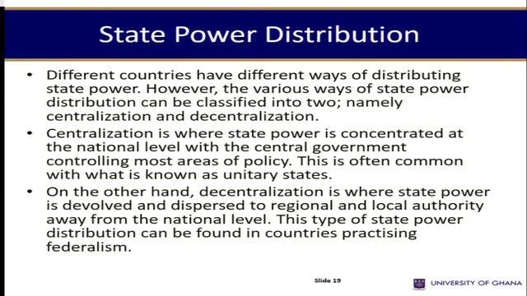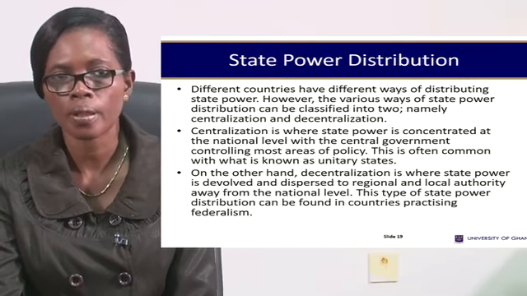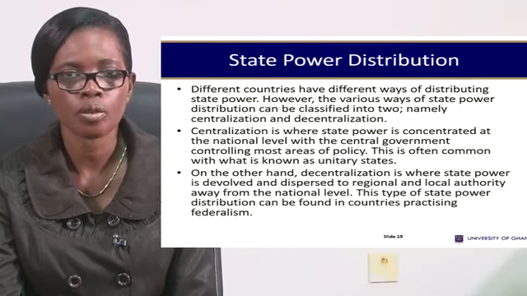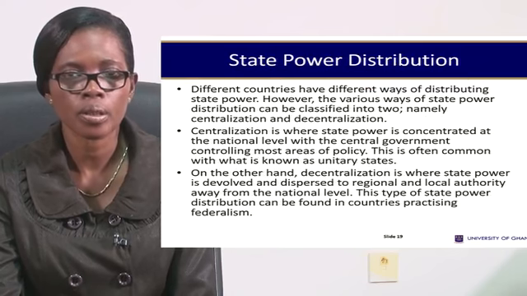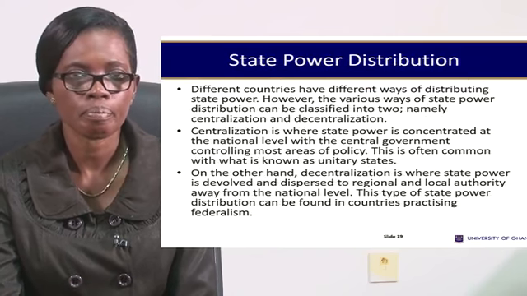Centralization is where state power is concentrated at the national level, with the central government controlling most areas of policy. This is often common with what is known as unitary states. On the other hand, decentralization is where state power is devolved and dispersed to regional and local authority away from the national level. This type of state power distribution can be found in countries that practice federalism.